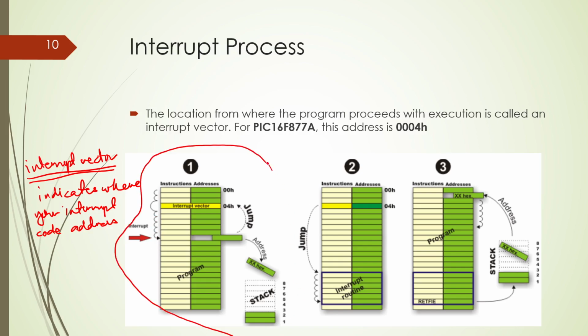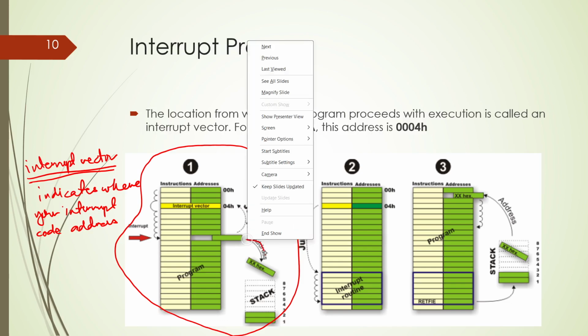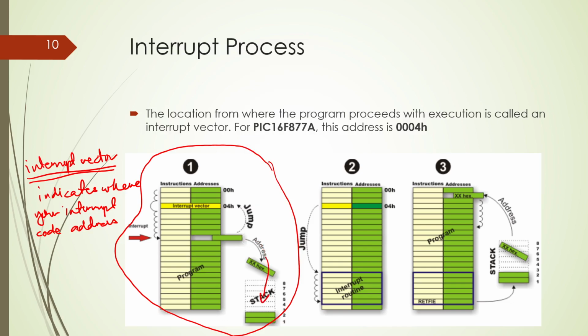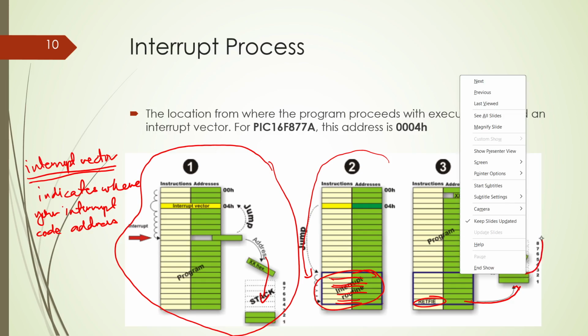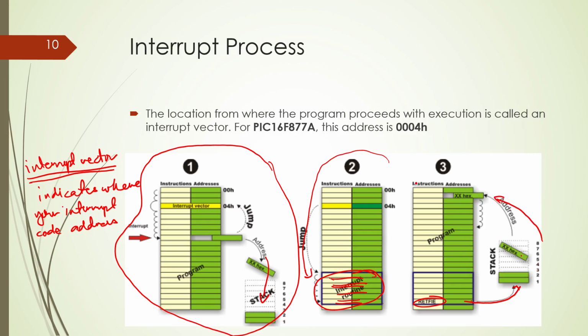So this is the process where the interrupt happens. The address of the current program code will be saved onto the stack, and then it will jump to the interrupt routine. So this is the interrupt routine. It will process whatever program code you put in your interrupt routine. After you finish, there is one line here, return from interrupt. The program counter address saved at the stack will return back, which means it will continue where the program last executed.